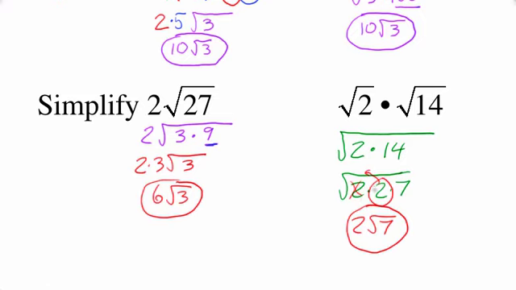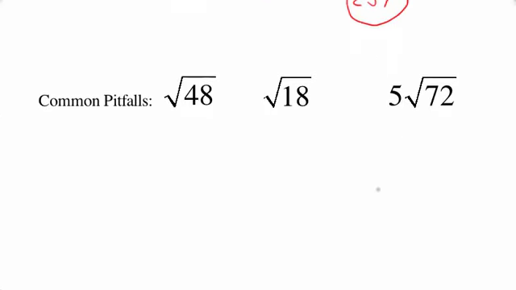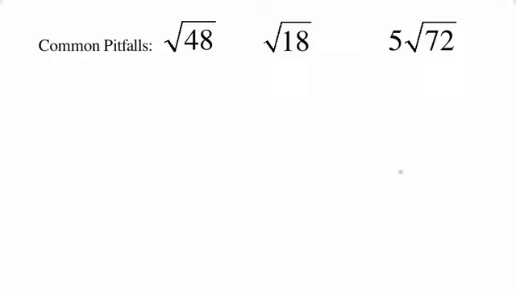Now there are several pitfalls that you're going to encounter. So let's just give you some caution. Let's say I'm trying to factor, or I'm trying to take the square root of 48, at least simplify the square root of 48.